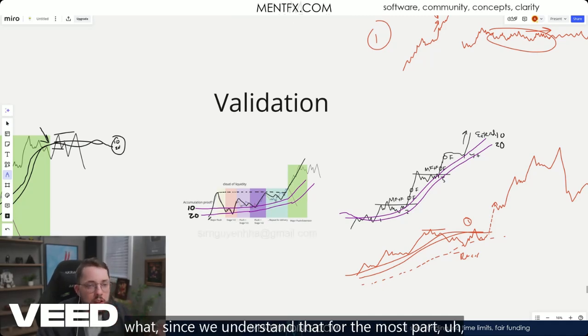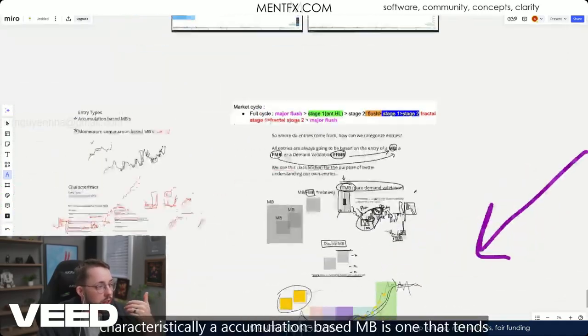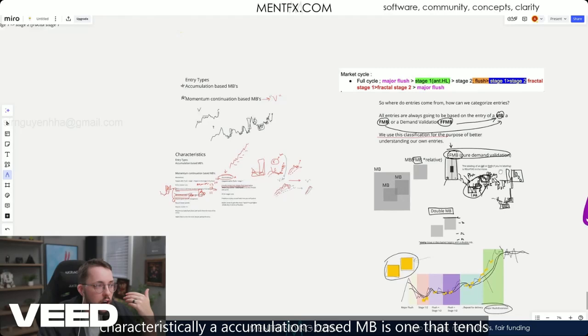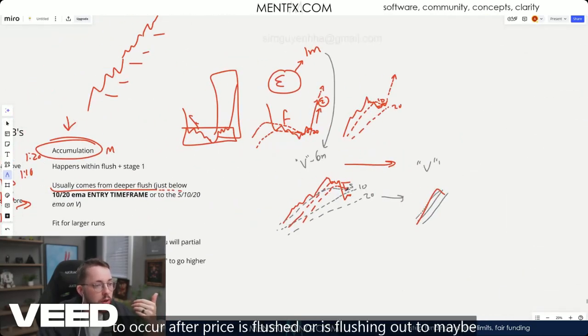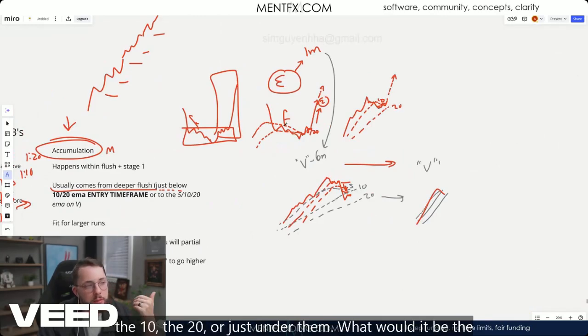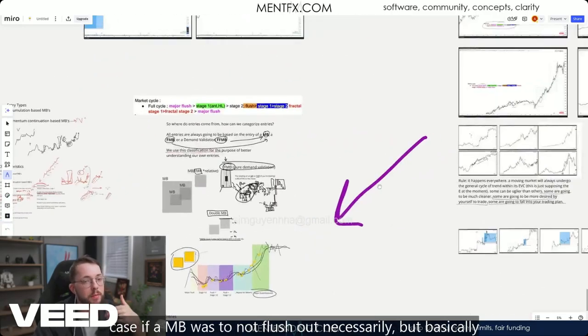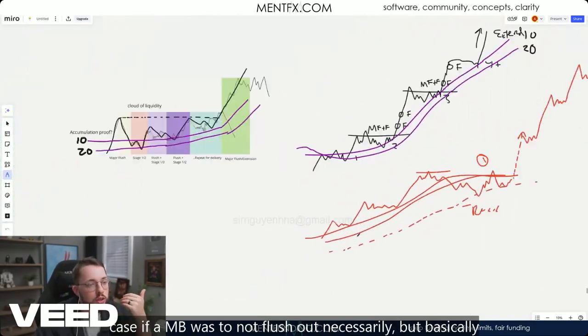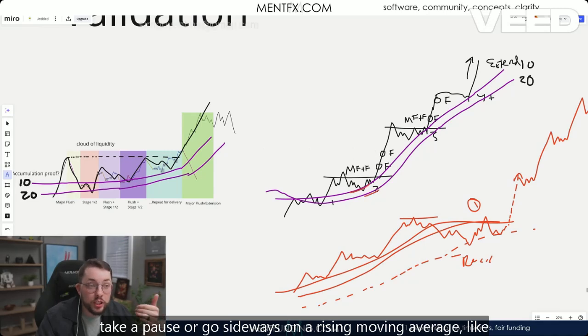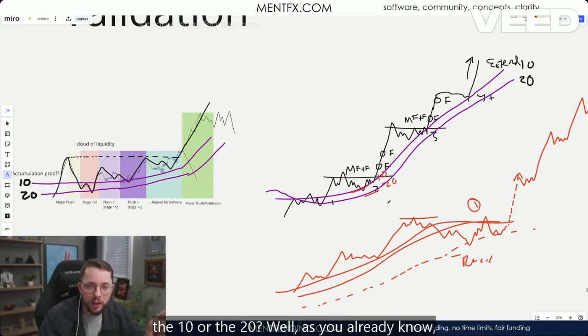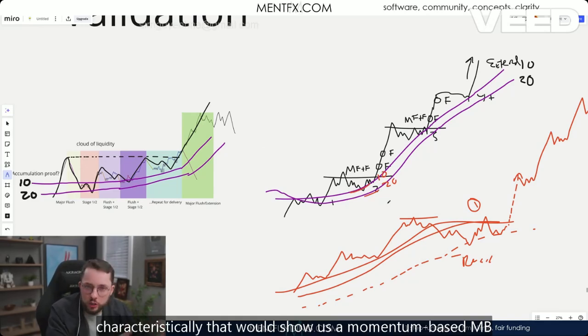Since we understand that, for the most part, characteristically, an accumulation-based MB is one that tends to occur after price is flushed or is flushing out to maybe the 10, the 20, or just under them. What would it be if an MB was to not flush out necessarily, but basically take a pause or go sideways on a rising moving average like the 10 or the 20? Well, as you already know, characteristically, that would show us a momentum-based MB.